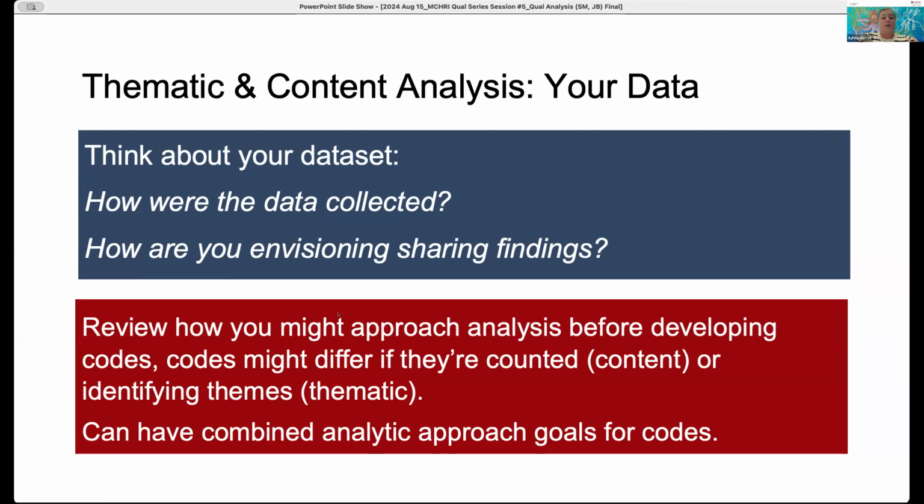Review how you might approach this analysis process before you're developing your codes, because codes might differ if they're counted, right? You might have a different definition of a code if it's counted, rather than having it be working its way into becoming a theme. You also might have this combined analytic approach, as we talked about, for this code development. So consider the big picture, what your output might be, before identifying if you're in one specific camp or another.